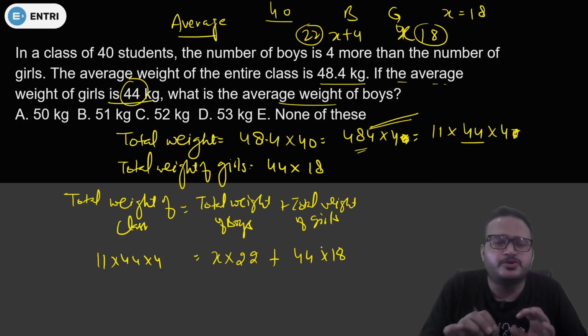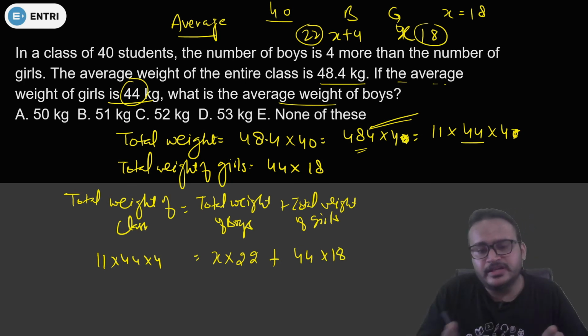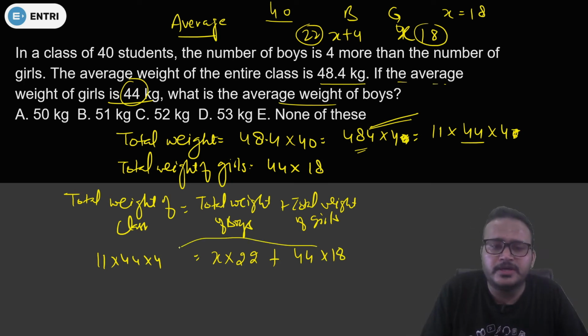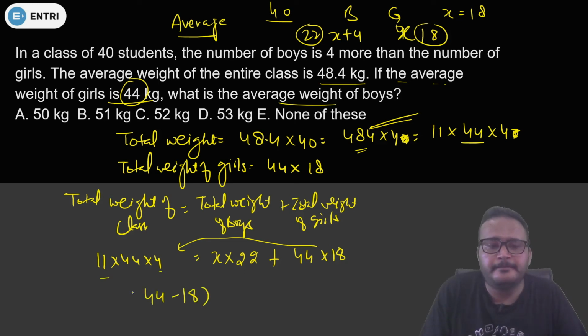Now you just need to do the calculation. Okay, so this will become minus, and this will go here: 11 multiplied by 44 minus 18. Okay, multiply by 44 multiplied by 18 equals 44 equals x multiplied by 22. Okay guys, so this will be what?